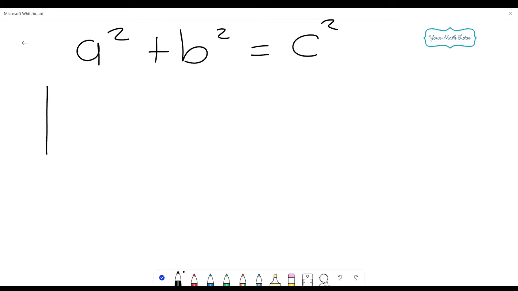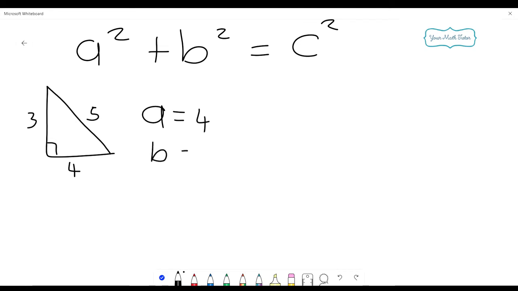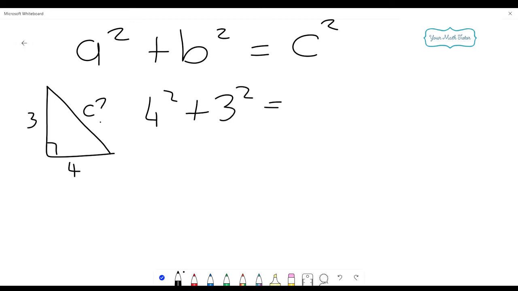Let's make an example. We have a right-angled triangle with length 3 here, 4 here, and 5. So A will be equal to 4, B will be equal to 3, and then C will be equal to 5, the longest side of the triangle. But say now we were not given the value of C, and that's what we want to calculate, the length of side C. We have two sides, so we plug the sides that we have into our Pythagoras theorem. So A is 4 squared, plus B, 3 squared, which is equal to C squared.